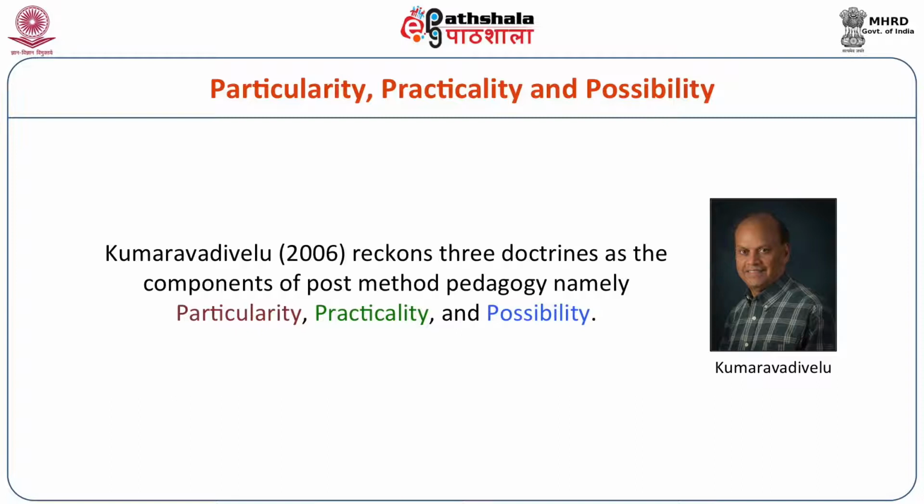Now we have seen that method, methodology and the death of the method, known afterwards as post method, are the terminologies used by researchers while doing the research work. So there are some more things like particularity, practicality and possibility. Kumaravadivelu is a main name while discussing all these parameters of research. He reckons three doctrines as the component of post-method pedagogy, namely particularity, practicality and possibility. What he meant is that every research work should be particular, that it should deal and connect with a particular problem. Then it should be practical, that it can be implemented on students for the development of English language teaching, and it should be possible as well.